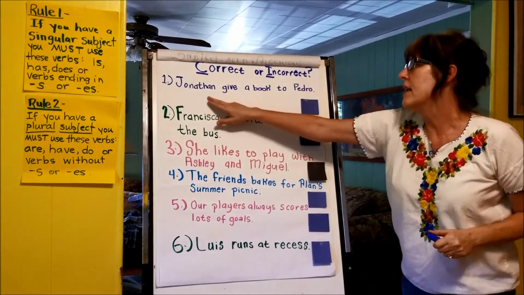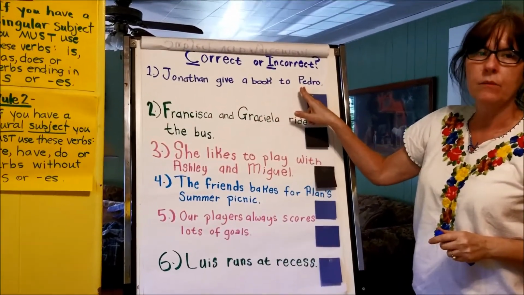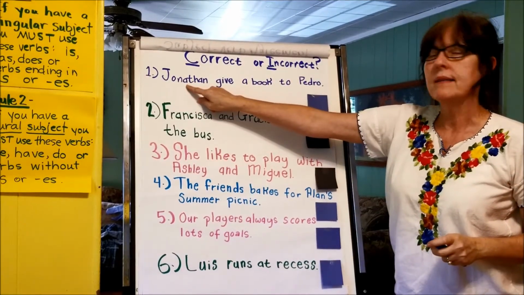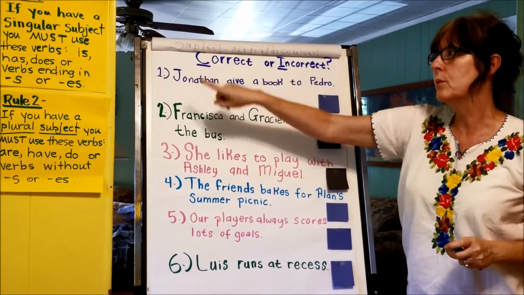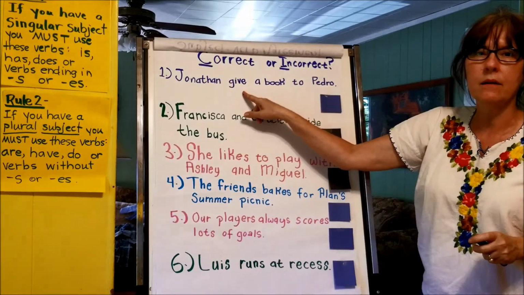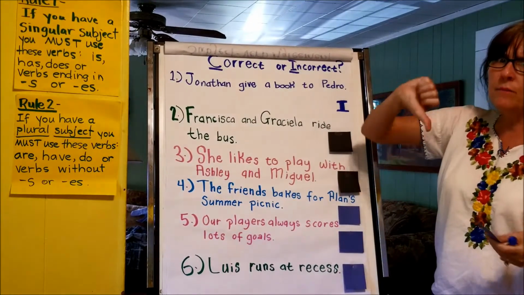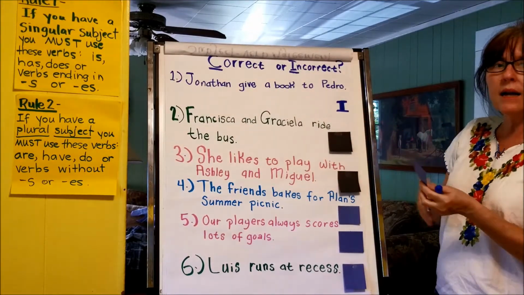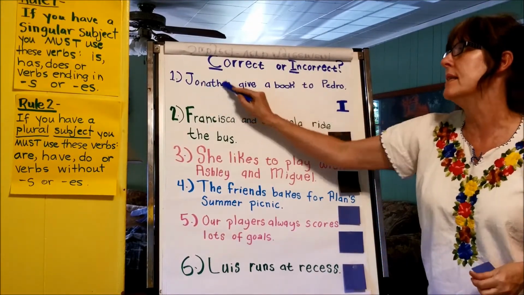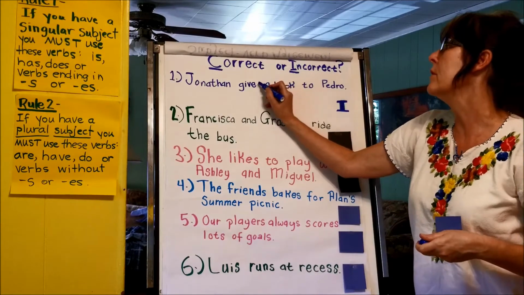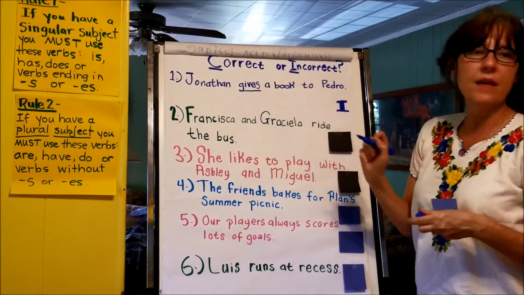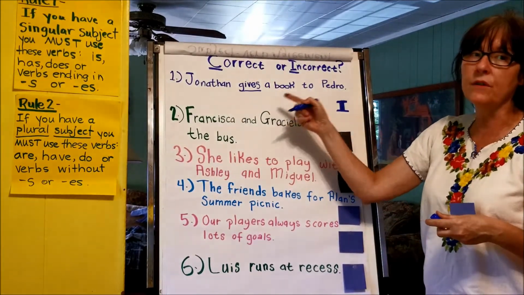All right. Jonathan give a book to Pedro. Look at your subject. Is that singular or plural? Okay? Check the rules and then see if the verb is right. Thumbs up, thumbs down? It is thumbs down. That is not correct because according to rule 1, Jonathan is singular, so my verb has to have the s on it. Jonathan gives a book.